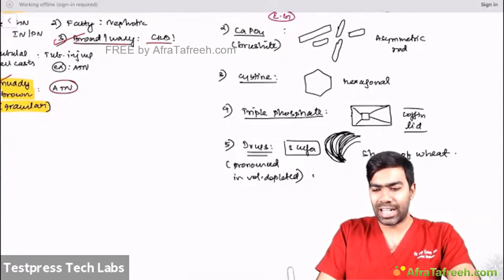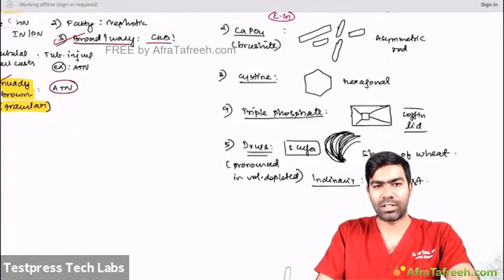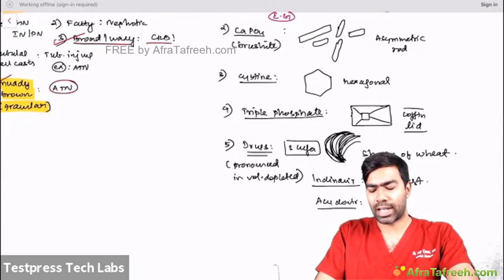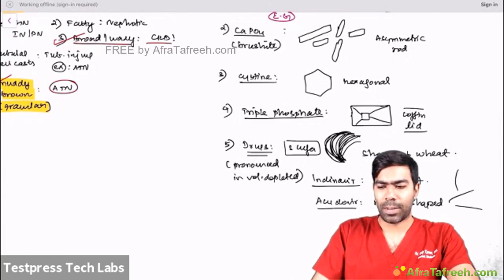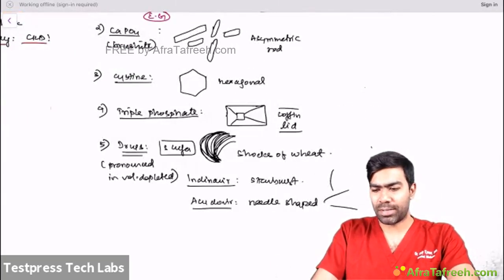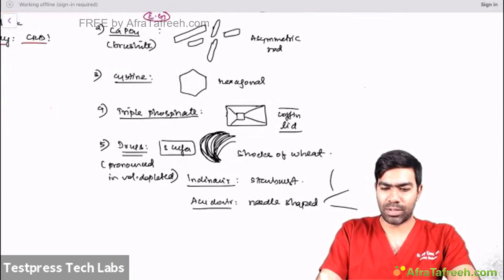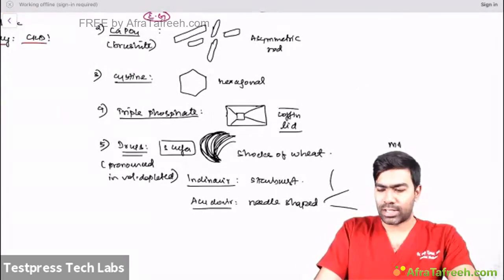Then we have Indinavir crystals, which will have typically a starburst appearance. I'll show you the image, then you will understand. Starburst kind of an appearance. And you have acyclovir crystals, which again have a typical shape, needle shaped crystals, needle like this. Acyclovir crystals.